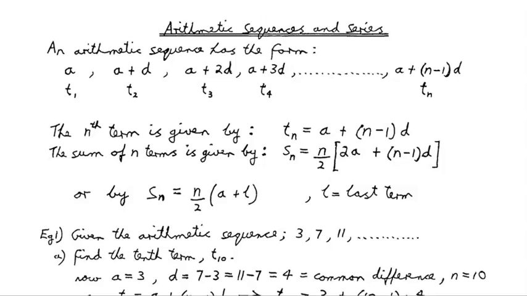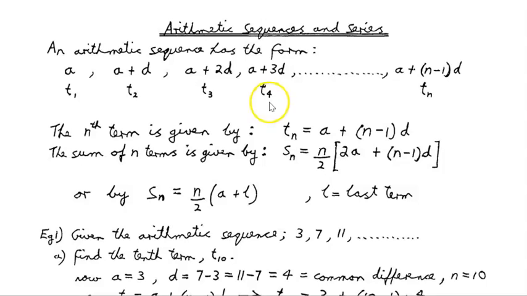This video contains a brief introduction to arithmetic sequences and series. An arithmetic sequence has the form A, first term, term 1; A plus a common difference D, term 2; A plus 2 lots of the common difference, term 3; A plus 3 lots of the common difference, T4; and so on, up to A plus n minus 1 times D.